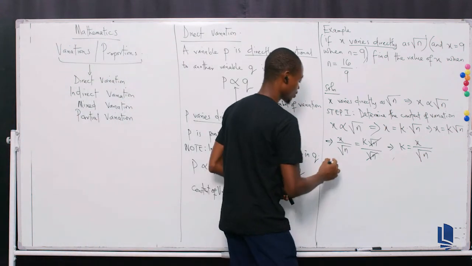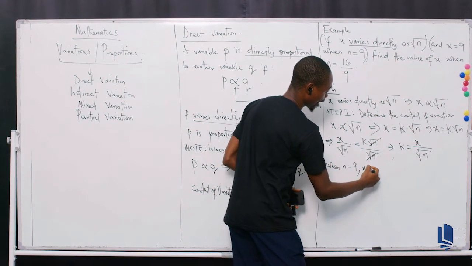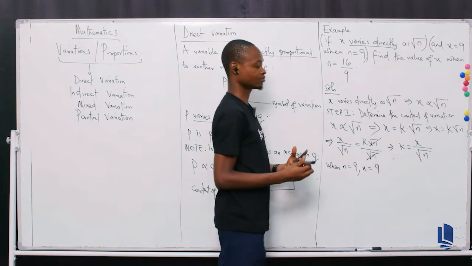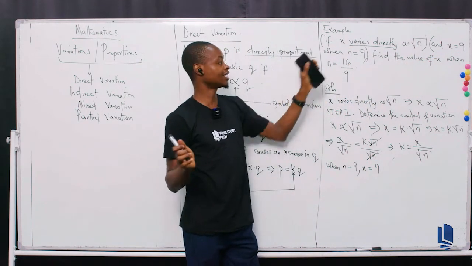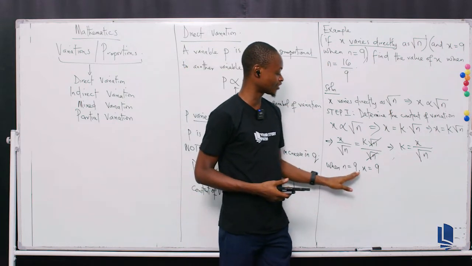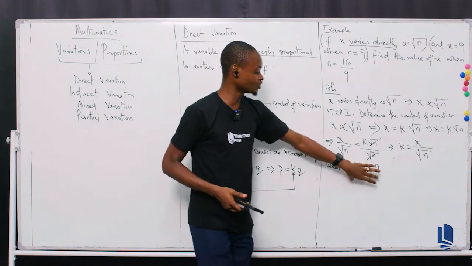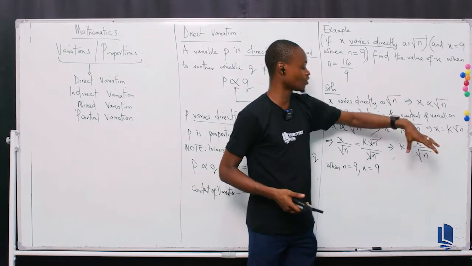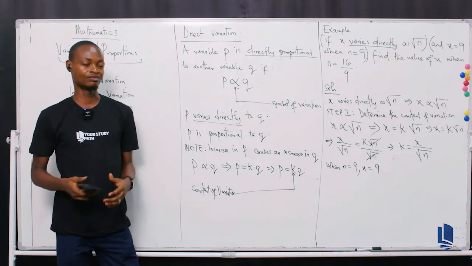So, when n is equal to 9, x is equal to 9, right? By definition. So these are the values of n and x at inception. Now, we will use these values in the formula we have derived for k, and we will use that to find the value of k.